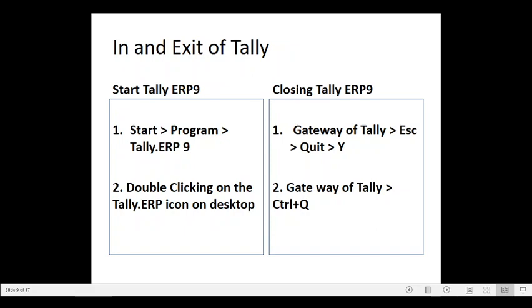As I told you, it is menu driven. We can select the option from the given menu or the list options on the screen once we are logging into the ERP. Likewise, Tally can be closed by going to Gateway of Tally and pressing Escape. Once we press the Escape button, it shows Quit. There will be an option Yes or No. So when you press Y, that is the Y button, you will be out of Tally ERP 9.